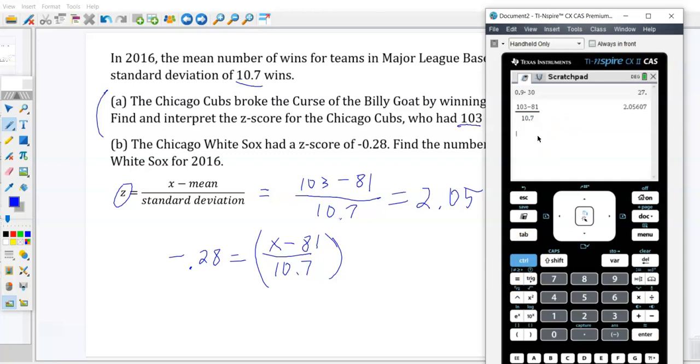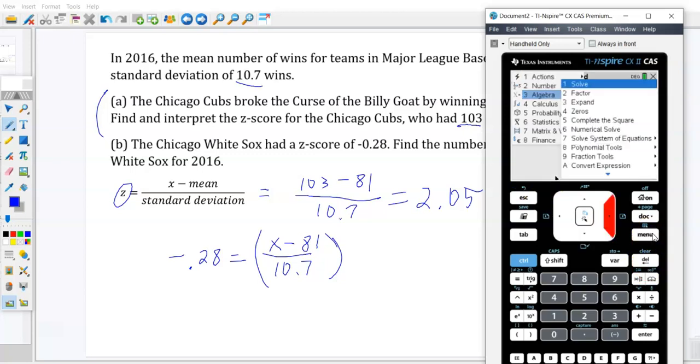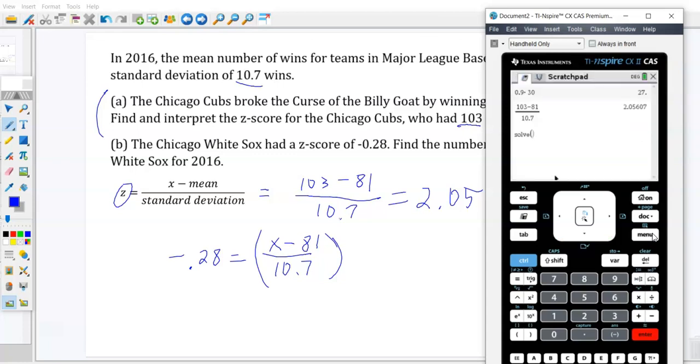Okay, so we're going to use the solve command just to solve this. If you want to do math and show off your math skills, you certainly can do that. It's not that hard. But we're going to go to menu 3, 1, solve. We're going to type in this equation: negative 0.28 equals, let's do a fraction, control divide, x minus 81 over 10.7.